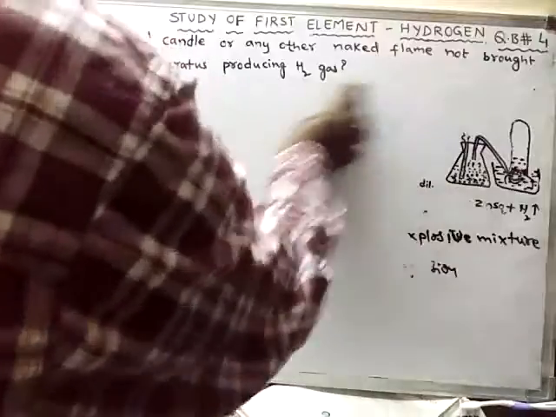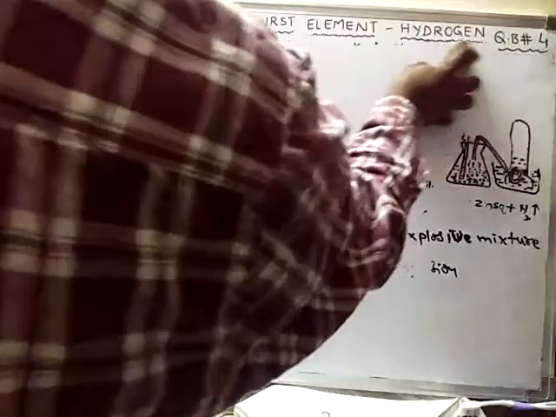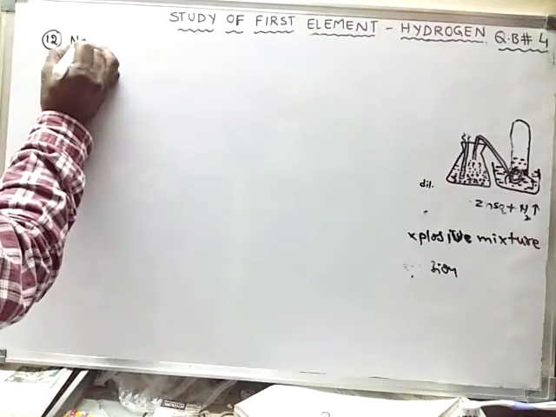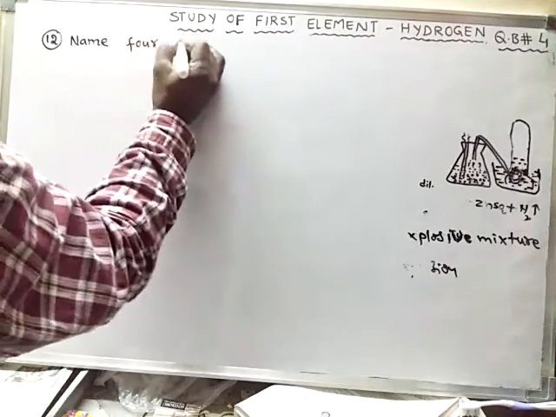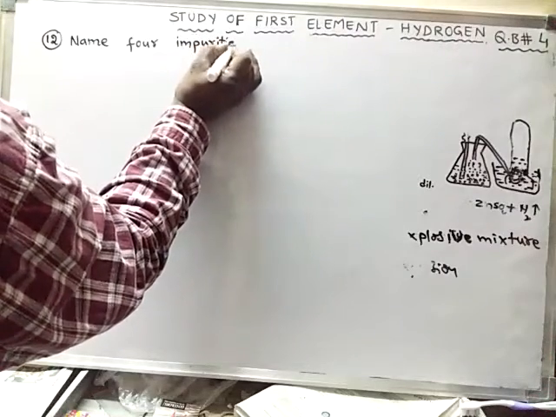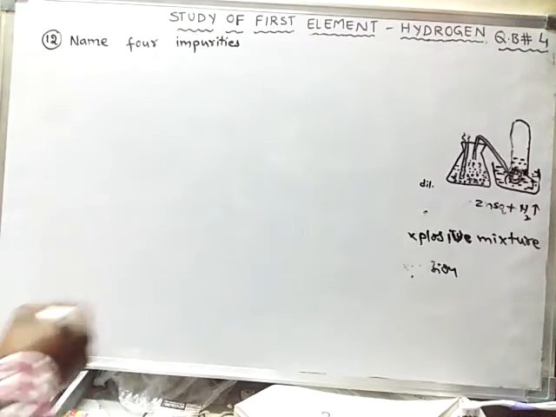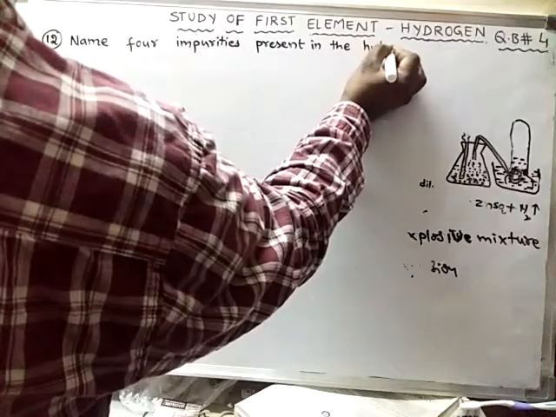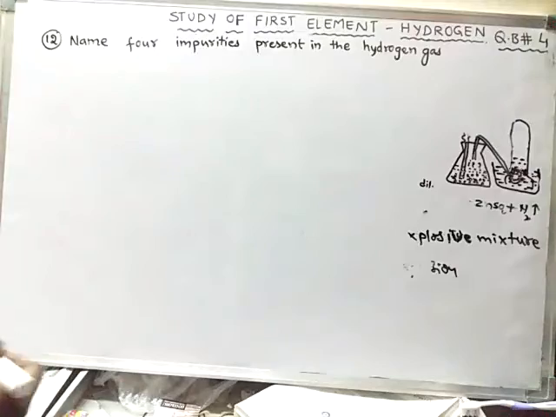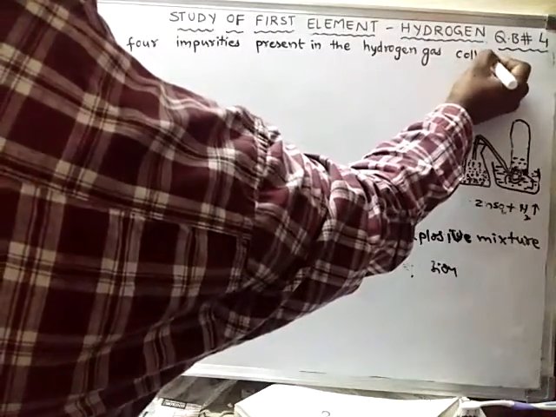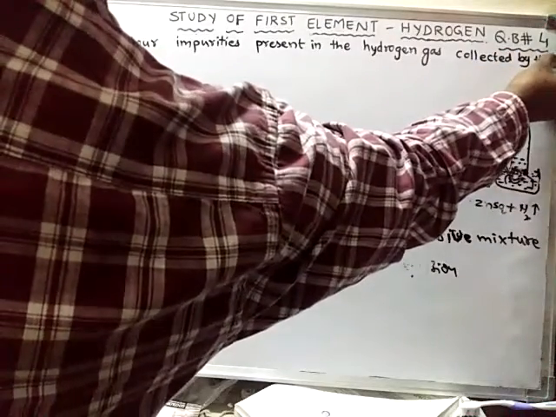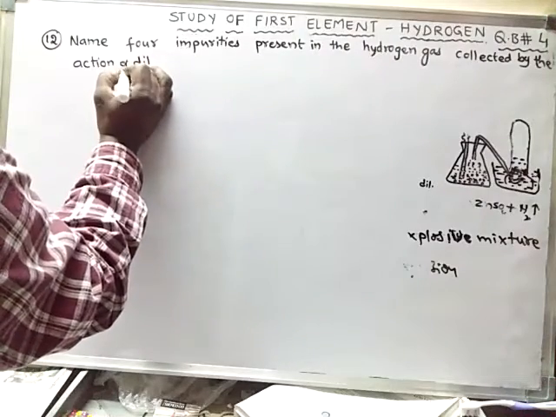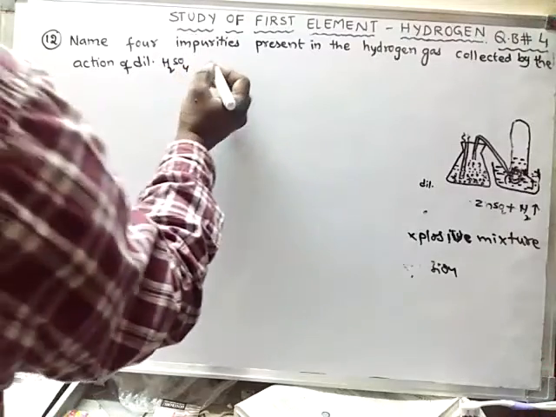Next, what is the next question? 12th question. Name 4 impurities present in the hydrogen gas collected by the action of dilute sulfuric acid on granulated zinc.